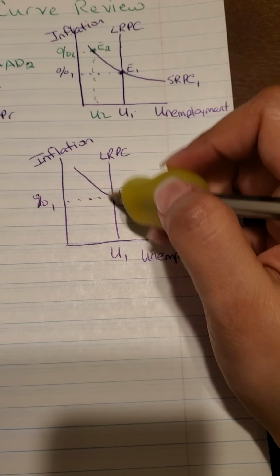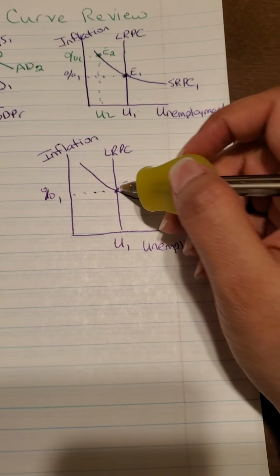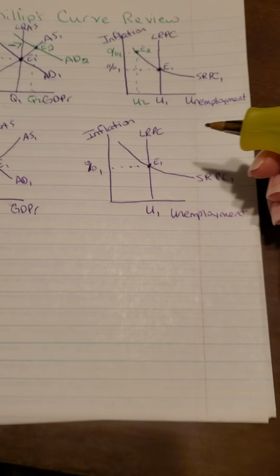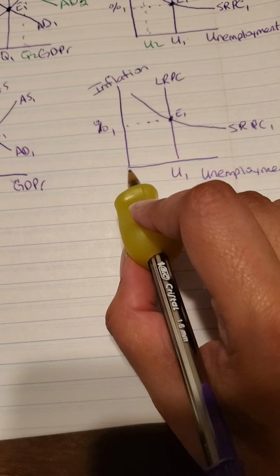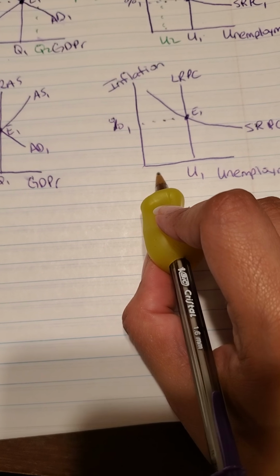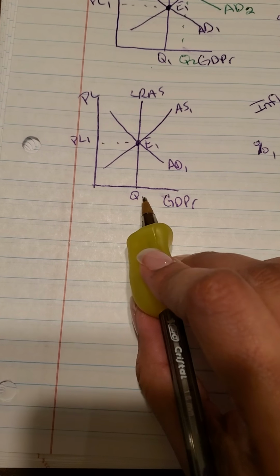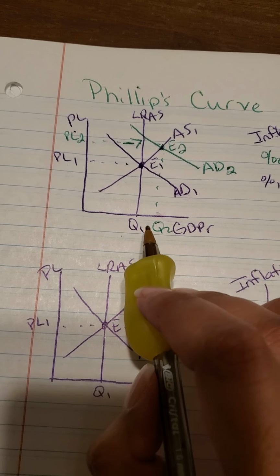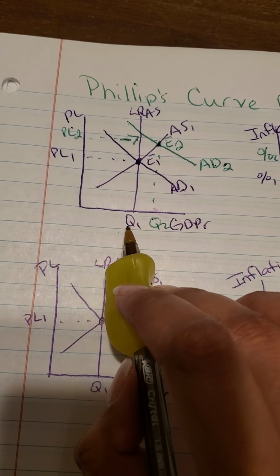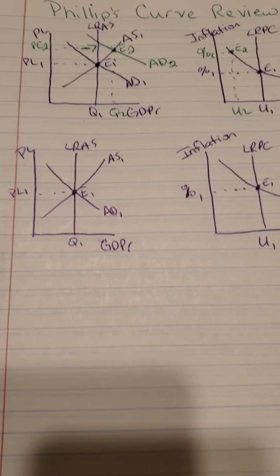Okay, remember that when you're on the LRPC, you are at the natural rate of unemployment. So we're at full employment if we're there, 4 to 6% unemployment. Unemployment increases as you move to the right and decreases as you move to the left on this graph, which is the opposite of the aggregate model. If you're on the right side of the LRAS, like we were with the inflationary gap, that means our unemployment rate is less than the natural rate of unemployment. So it's kind of like a mirror image.